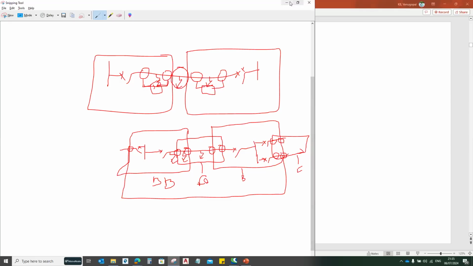Sir, I have one question. Is it mandatory to overlap the protection zones in every case? Yes, it should be mandatory.